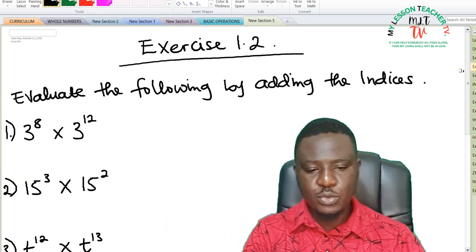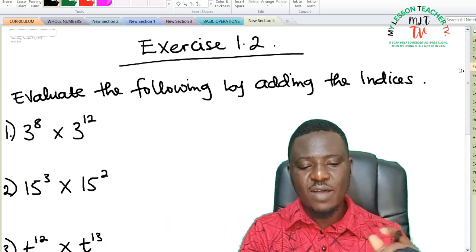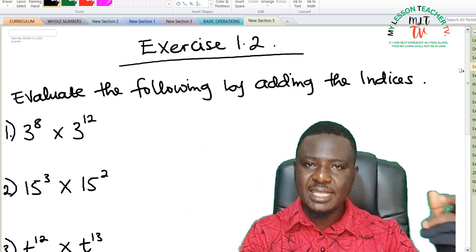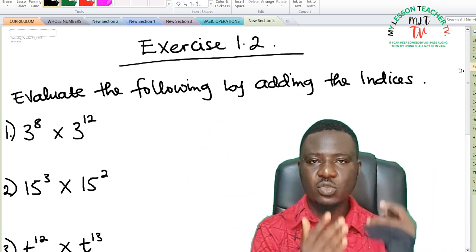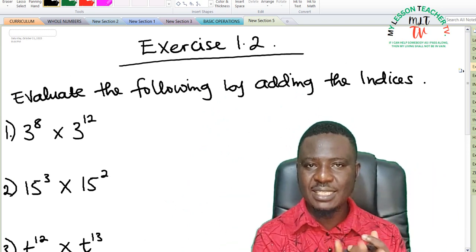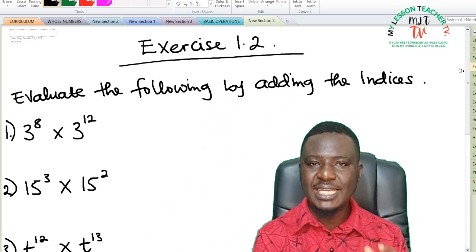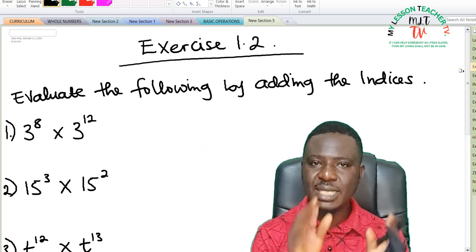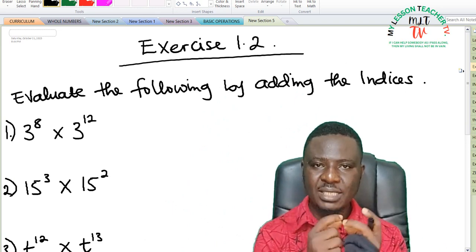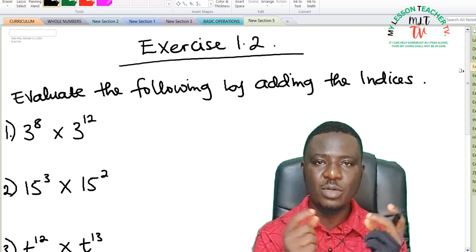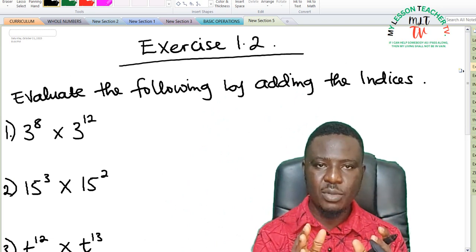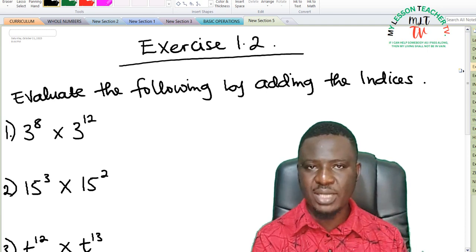In exercise 1.2, we are asked to evaluate the following by adding the indices. Now we are asked to apply the laws of indices that we have learned, which is the indices law of addition, which states that so long as the bases of the terms you are multiplying are the same, you are required to add their powers.